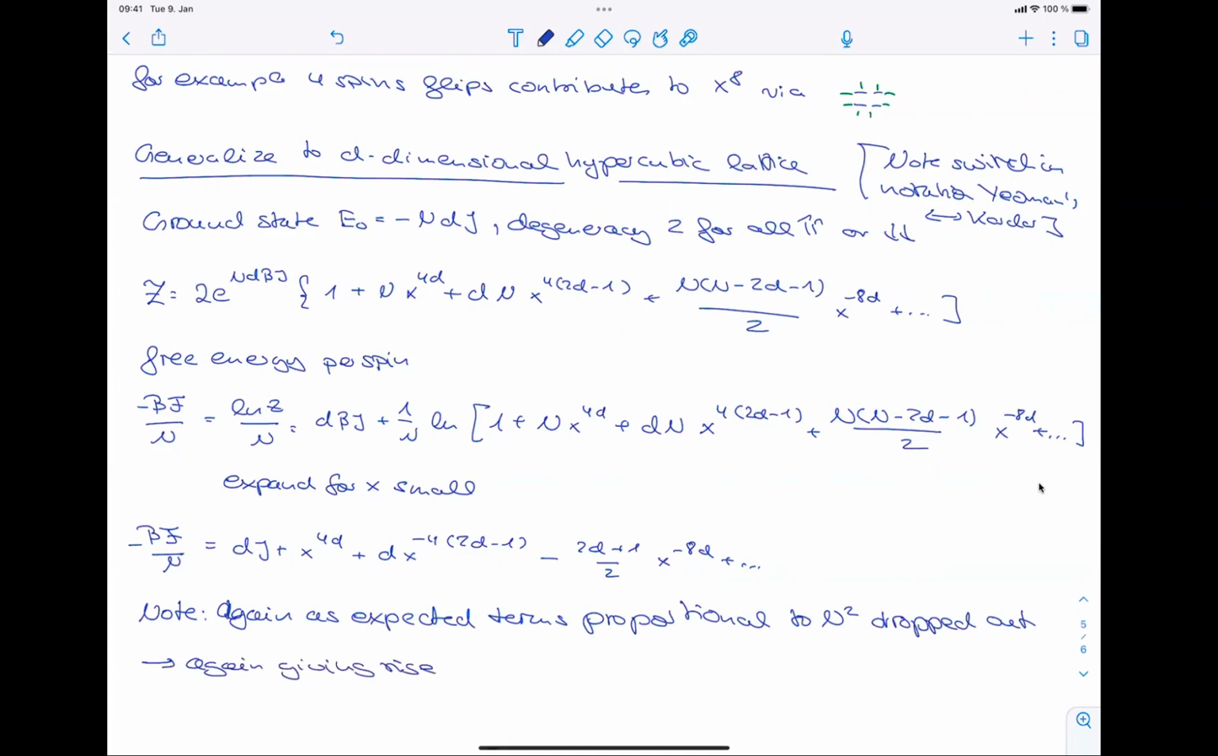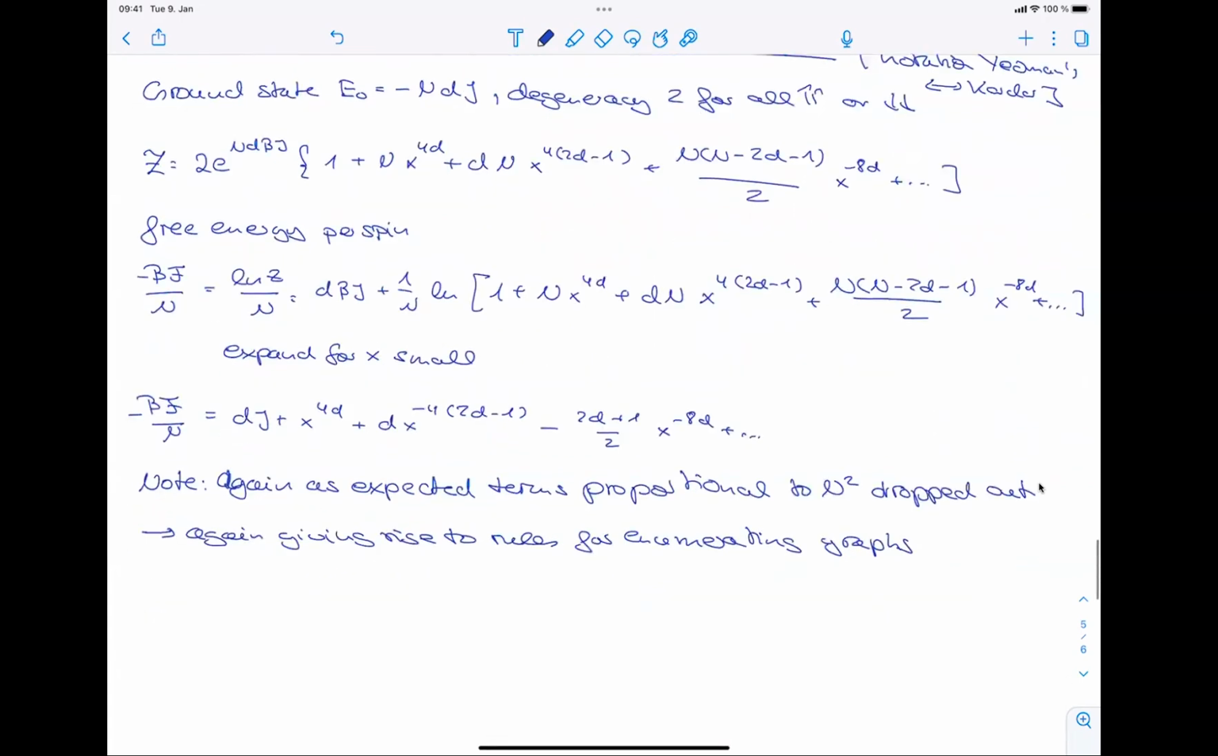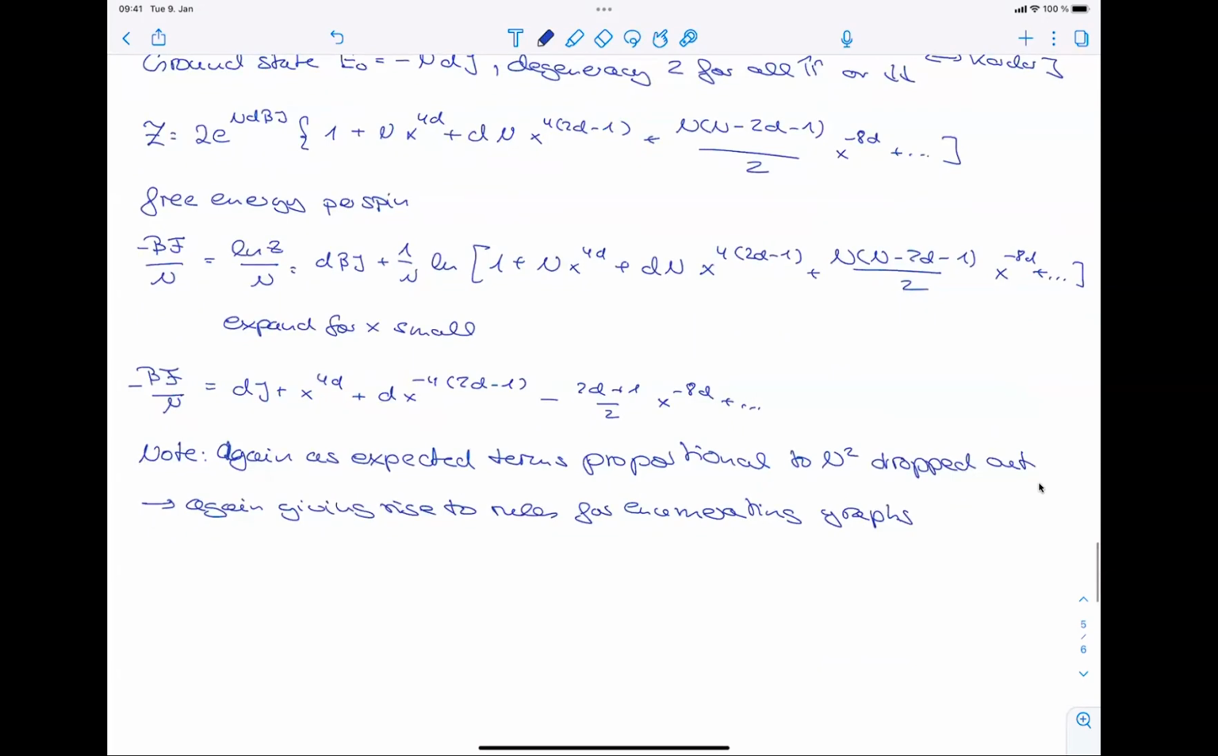Very nice. And again, this can be used as a rule to generate rules for enumerating these graphs. Two rules. And so now we can actually look at thermodynamic variables, like, for example, the energy per spin site.